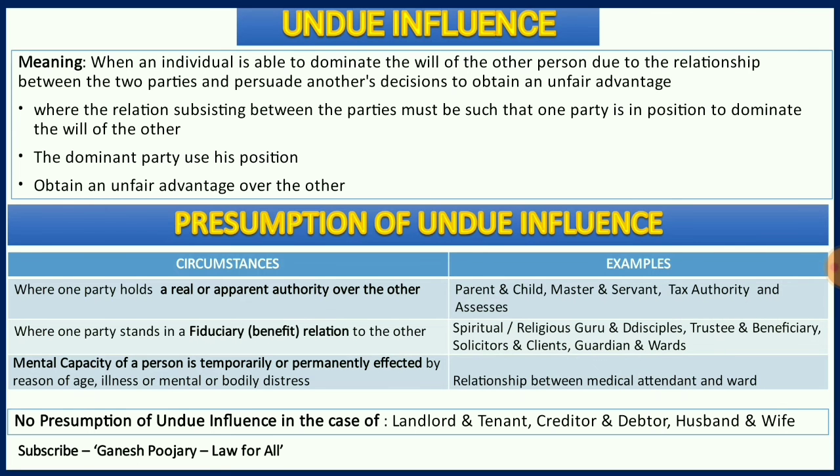The third circumstance is when the mental capacity of a person is temporarily or permanently affected by reason of age, illness or mental or bodily distress. An example for that can be the relationship between medical attendant and ward. And there are a few other relationships where there is no presumption of undue influence, for example, landlord and tenant, creditor and debtor, and husband and wife. Now let us try to understand case laws for all the three circumstances where there is presumption of undue influence.